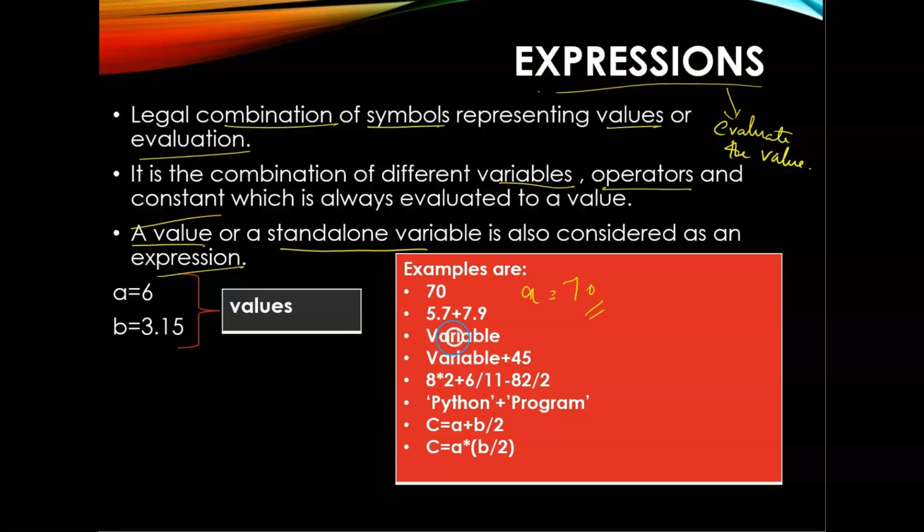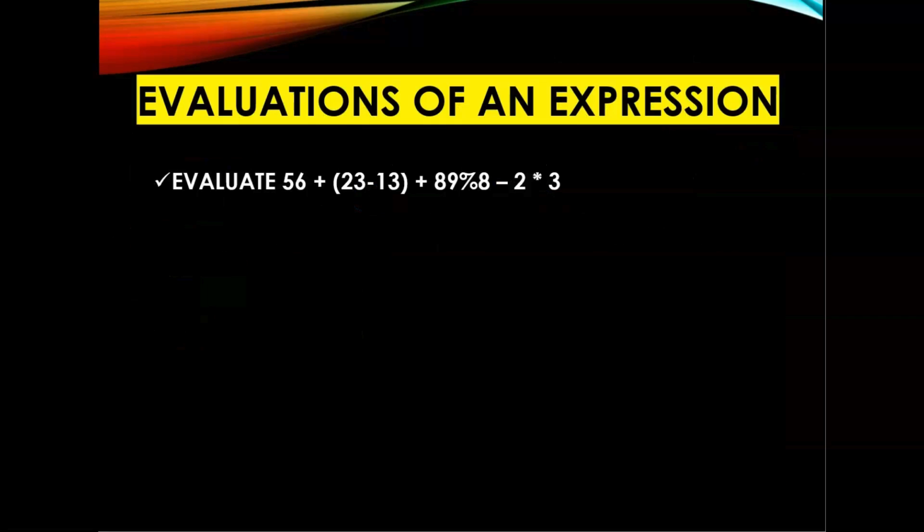We can write a variable also, and a variable can be added with a value. If we use this type of operations line by line, it works according to the precedence of the operators. If we are concatenating two strings, it comes under expression. If we calculate using those expressions and store the result in a particular variable, this also comes under expression. These are simple examples of expressions. Hope you all understand. Let us move on to the next slide.